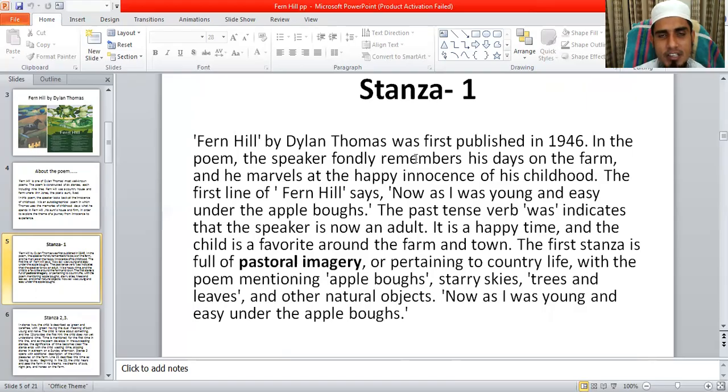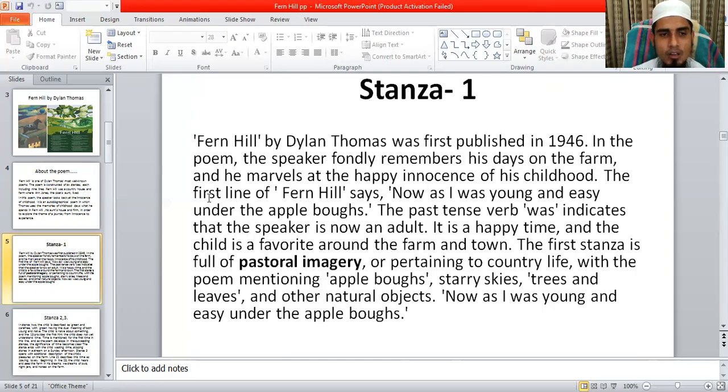He remembers in his aged time. The last line of the poem says that in his adulthood, in his aged time, he recollects the past memories of childhood. He fondly remembers his days on the farm, how he spent his time in that farm named Fern Hill, and he marvels at the happy innocence of his childhood, which he expressed in this poem.